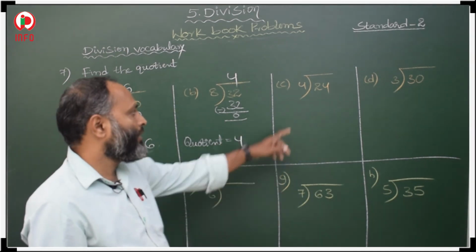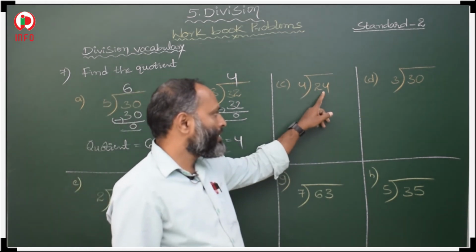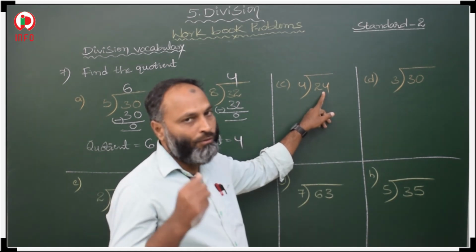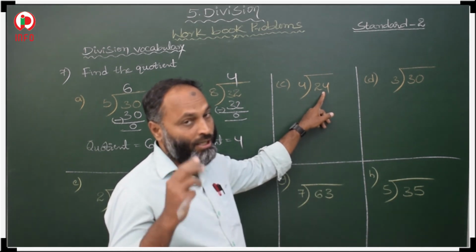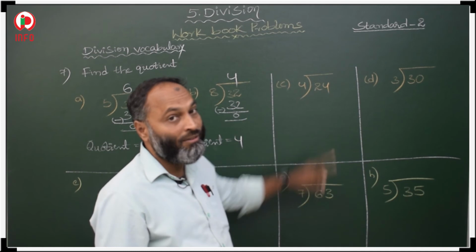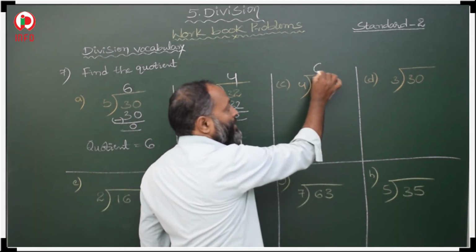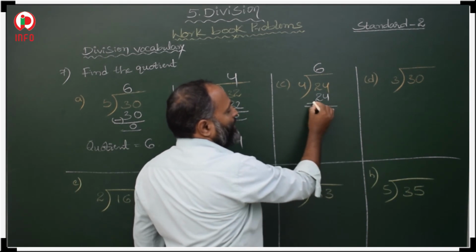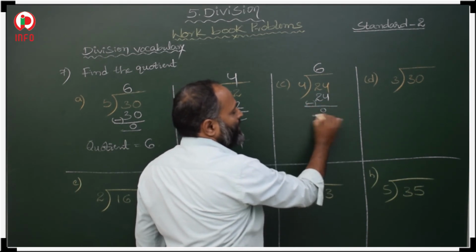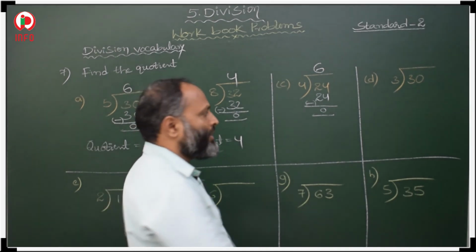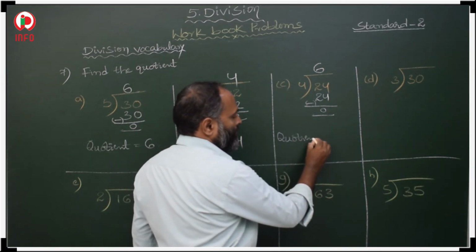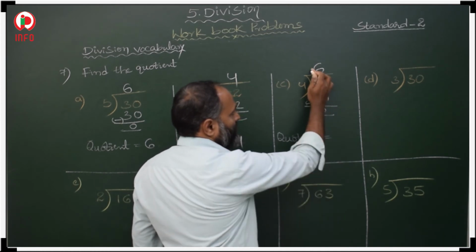Now in the same way, in the 4 table we have to check where you will get 24. 4 5s are 20, 4 6s are 24. 4 6s are 24, we have to write here. Same number minus same number, 0. What is your quotient? Your quotient is 6.